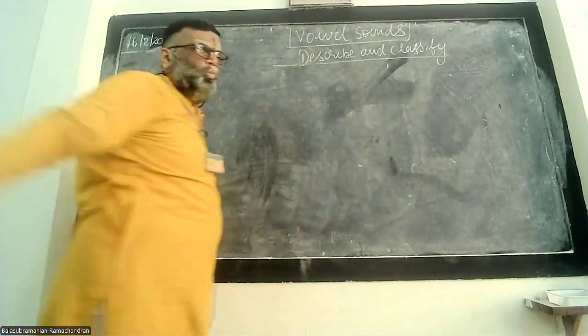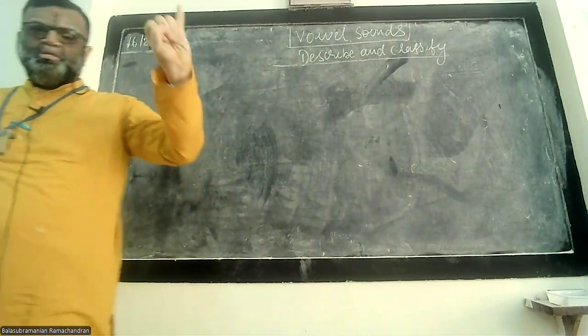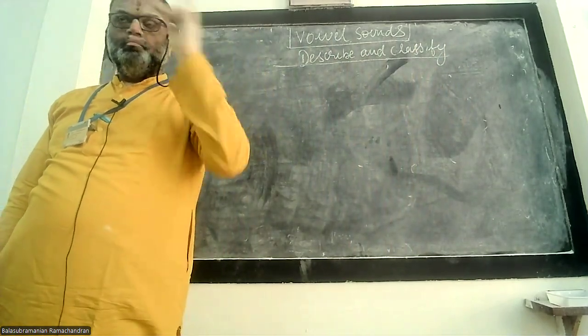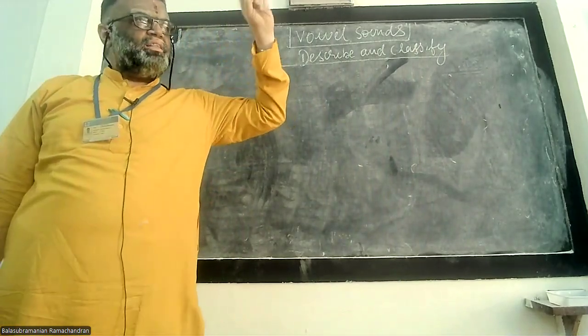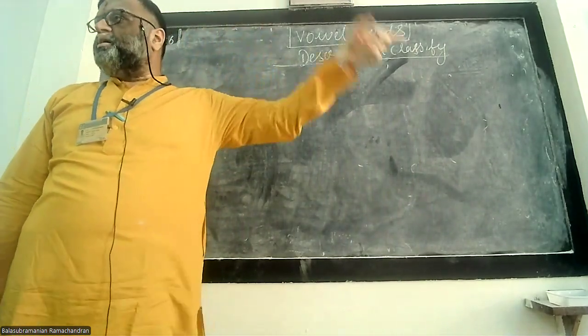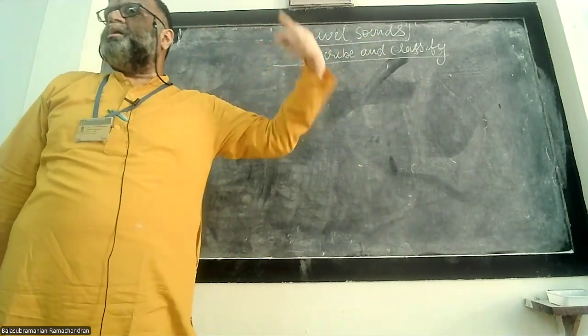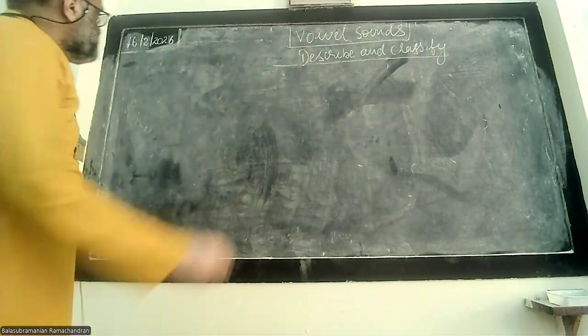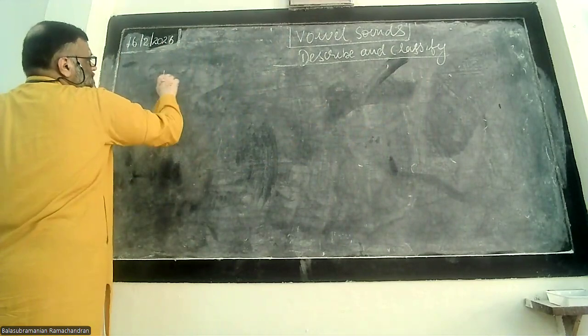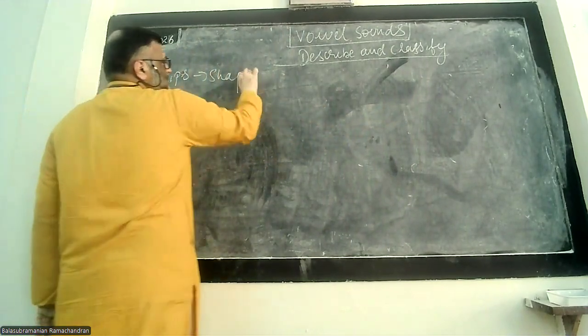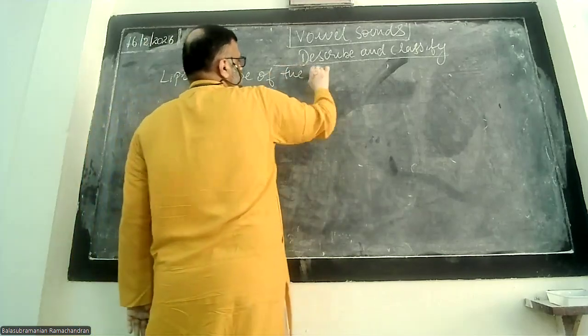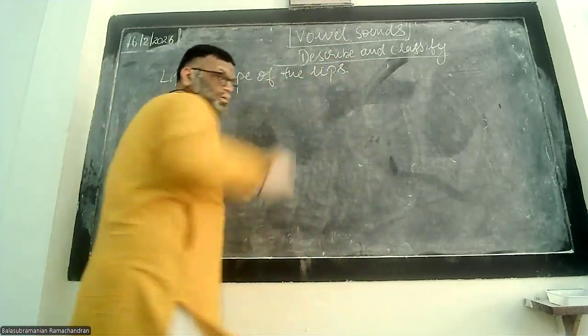Classify vowel sounds. The lips, the shape of the lips. We start with the shape of the lips, just like there is a sequence for consonants. We say voicing, place, and manner for consonants. For the vowel sounds, we say lips. To be very clear, shape of the lips. Correct?